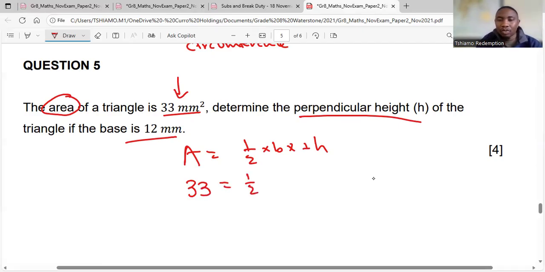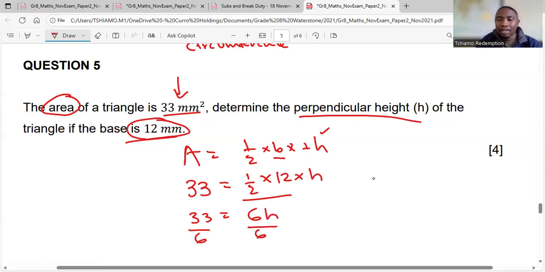Equals 1/2, and we're looking for h, the height of the triangle, if the base is 12 millimeters. So in the place of b for base, I'm going to write 12. Then I'm looking for the height. What is half of 12? Half of 12 becomes 6. Then I'm going to divide both sides by 6. The height becomes how much? 33 divided by 6, which is 5.5.